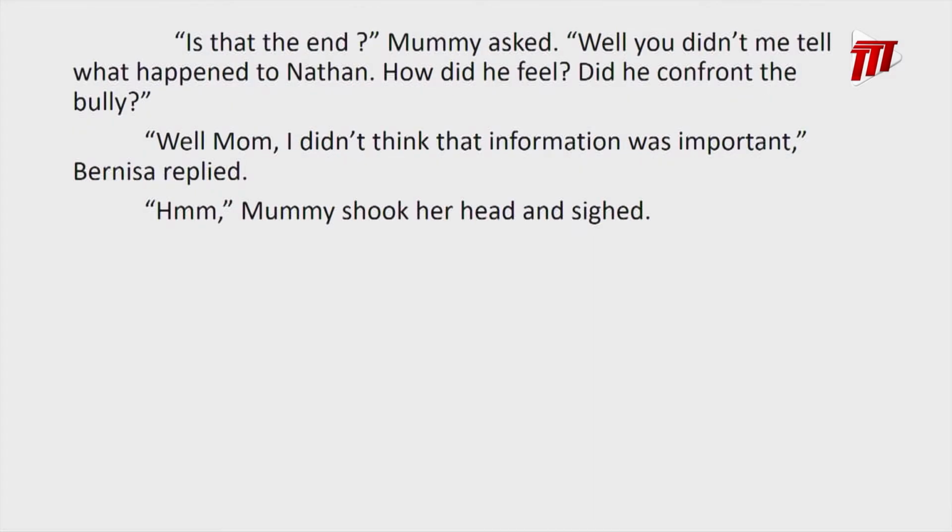"Is that the end?" Mummy asked. "Well, you didn't tell me what happened to Nathan. How did he feel? Did he confront the bully?" "Well, Mum, I didn't think that information was important," Bonnet replied. Mummy shook her head and sighed.